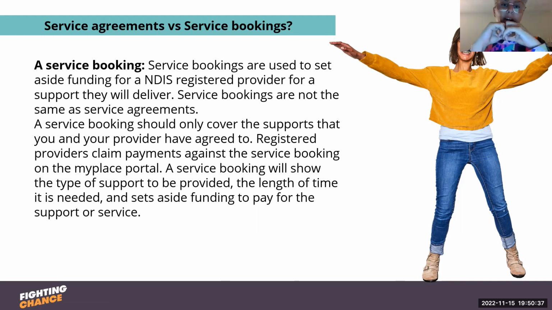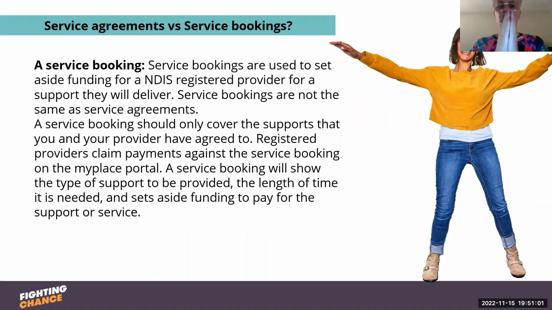And then a service booking is used to set aside funding for an NDIS registered provider for the support that they will deliver. So if you've signed a service agreement and it says that the OT is going to use $5,000 in this plan, then the service booking will be made for $5,000. It can't be made for more unless you sign it to say that it's going to be more.